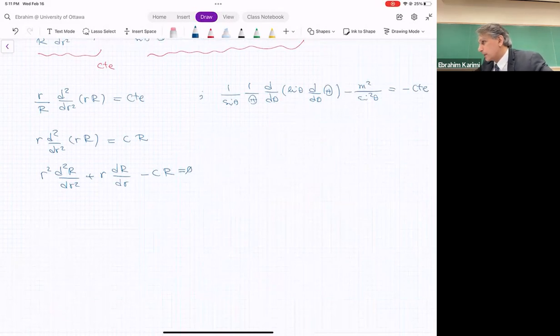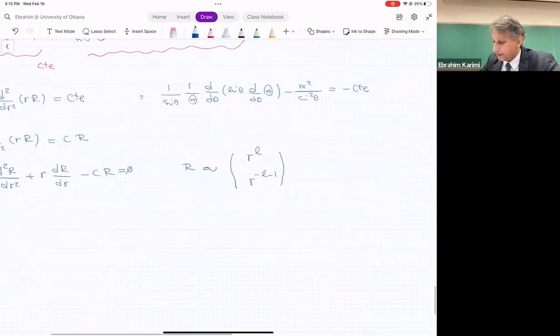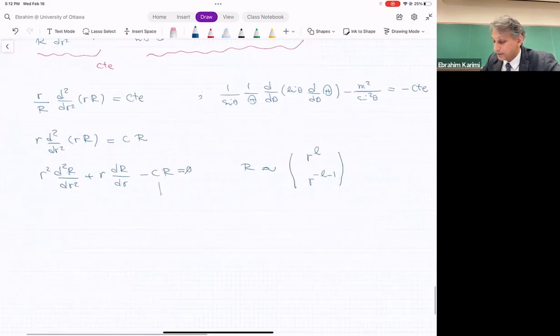So I will not do the expansions because this is something that we just learned. The result will be, which is very interesting by itself, r is given in two terms: r to the power of L or r to the power of minus L minus 1. What is L? L is related to the constant that we had here. So C is equal to L times L plus 1.